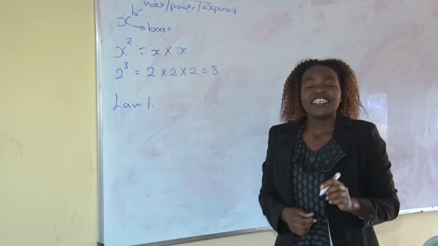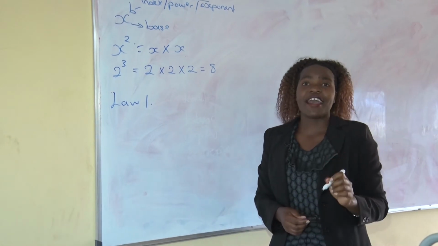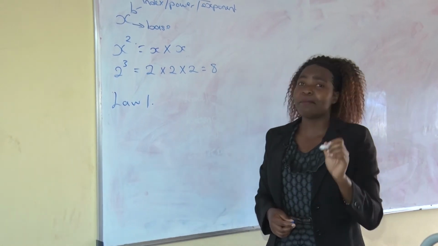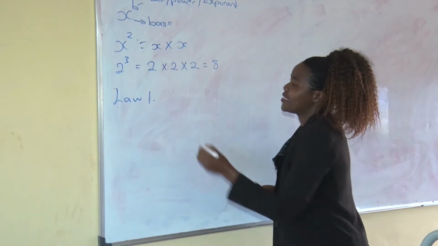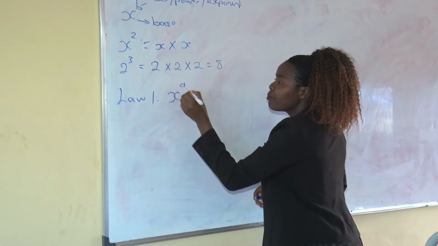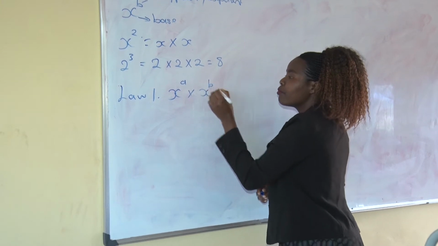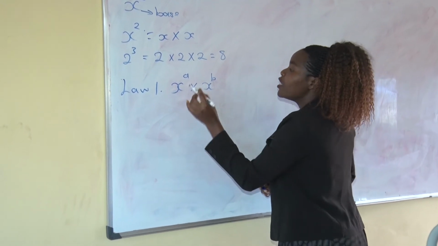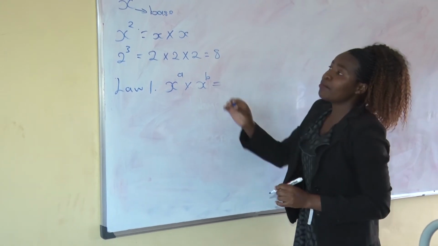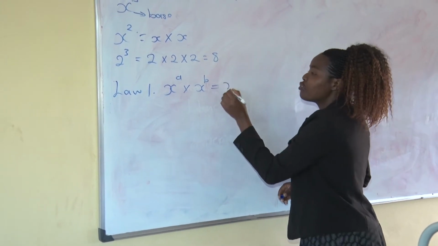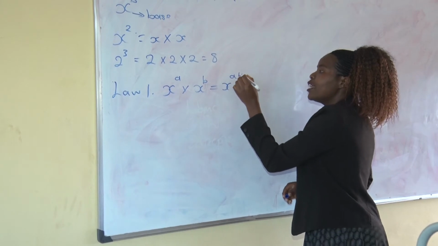Law number 1 states that whenever you multiply numbers of the same base, you simply return the base and add the powers. Here, numbers of the same base are multiplying. So you return the base. Remember, our base is x. So you return the base and add the powers.